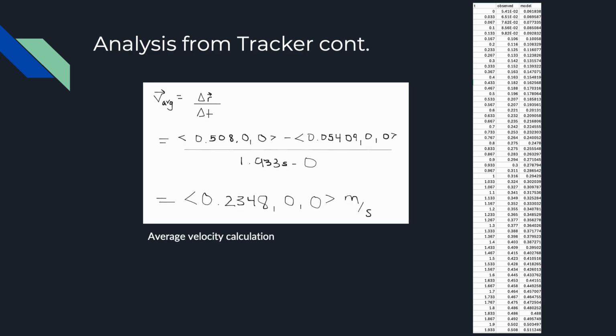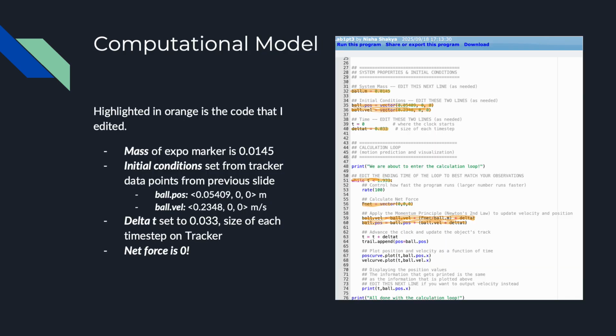So continuing on from the previous slide, I calculated the average velocity by doing delta r over delta t, which is equal to the final position minus the initial position over delta t. I then got 0.2348 meters per second as my average velocity. So now we have the computational model.